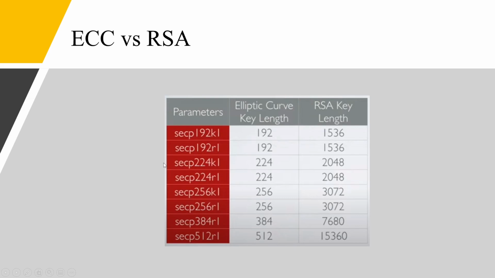So now we can see that elliptic curve, and this is a big reason for why elliptic curve cryptography is now so popular. It's because we can achieve the same level of security, comparable levels of security, much more efficiently.